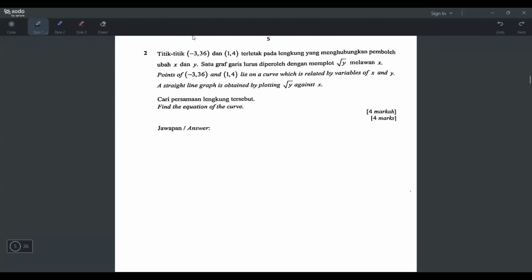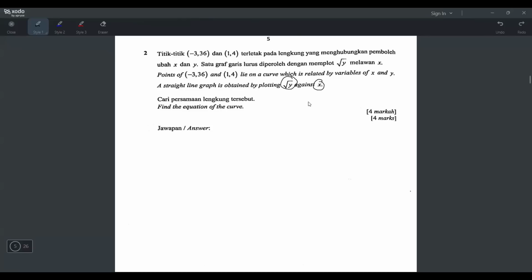Let's continue with question number 2. Let's read the English one. A straight line graph is obtained by plotting square root y against x. So this is a linear law question for sure. Just by reading this, I know already, because only in linear law, they will modify the y-axis and the x-axis in this chapter.